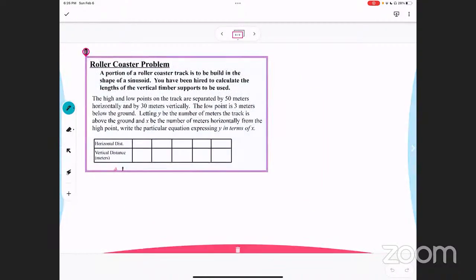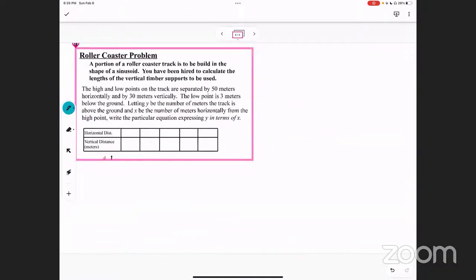All right, a portion of a roller coaster track is to be built in the shape of a sinusoid. You have been hired to calculate the lengths of the vertical timber supports to be used. The high and low points of the track are separated by 50 meters horizontally and by 30 meters vertically. Okay, so I like to draw it out like this. The high and low points are separated by 50 meters horizontally. So here's 50. So let's go 0 to 50. High and low.